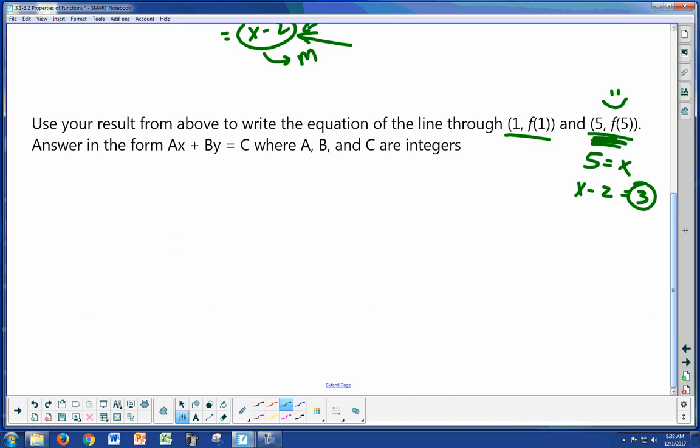So let's take a look at that. We'd like to answer in this form for a line. Well, we know the equation of a line is best found as y minus y1 is equal to m times (x minus x1), point-slope form. And we need a point and we need a slope.